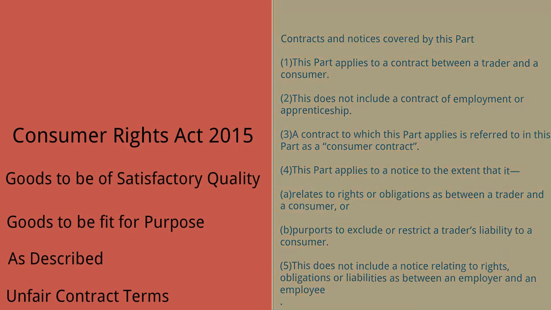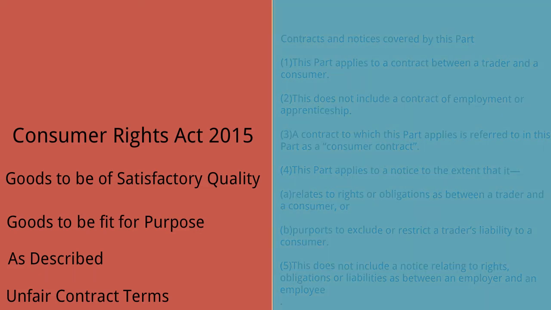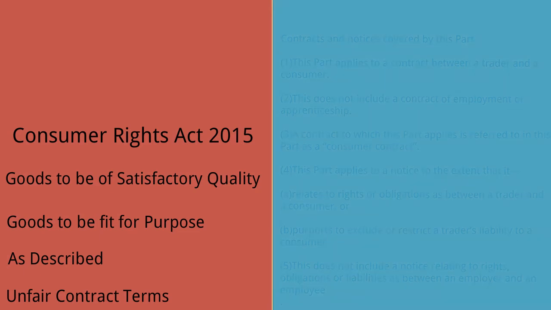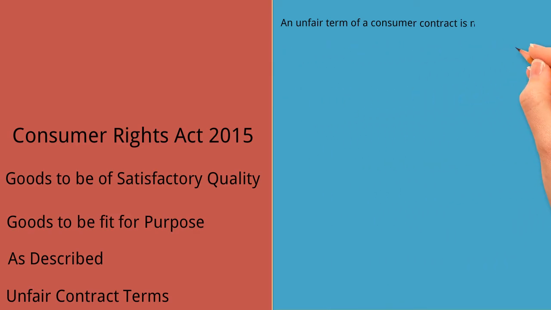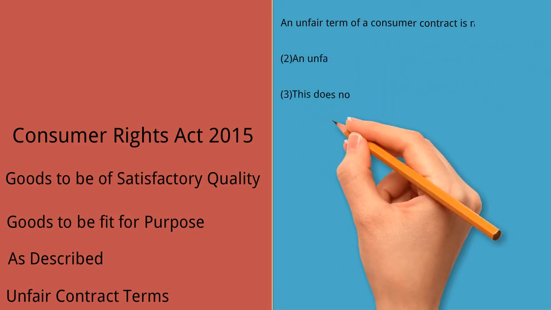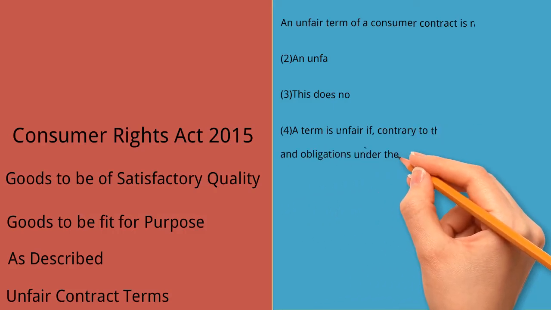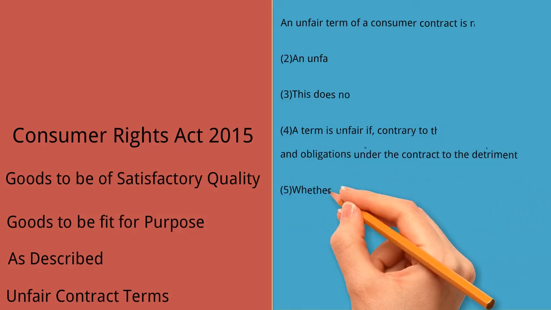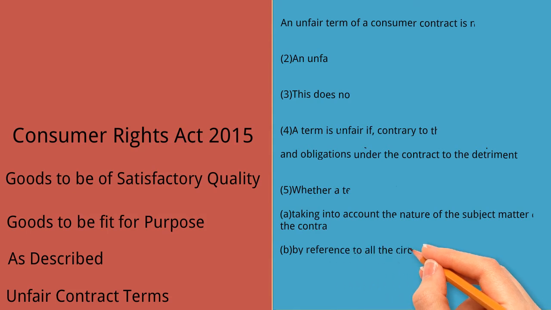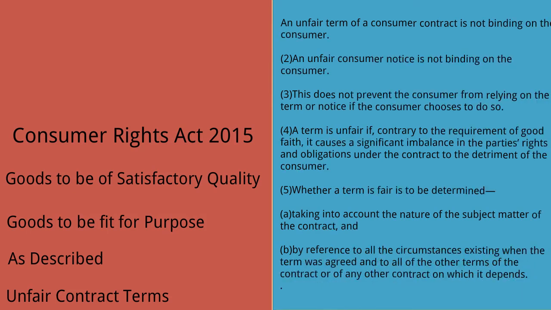Section 62, then this is the requirement for contract terms and notices to be fair. An unfair term in a consumer contract is not binding on the consumer, and an unfair consumer notice is not binding on the consumer. This does not prevent the consumer from relying on the term or notice if the consumer chooses to do so. A term is unfair if, contrary to the requirements of good faith, it causes a significant imbalance in the parties' rights and obligations under the contract to the detriment of the consumer.